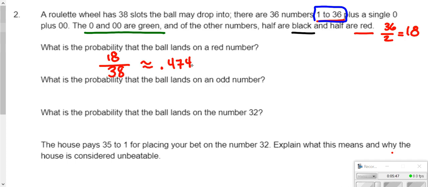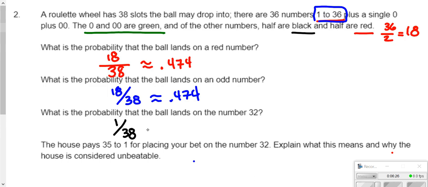Okay, the next question asked, what is the probability of landing on an odd number? Well, 0 and double 0 are not considered to be odd numbers. So again, half of my 1 through 36 are going to be odd numbers. So this is going to be the same answer as the previous question. Numerically, I mean, it's a different question, but it has the same number as its answer. The next question asked, what is the probability that the ball lands on the 32? Okay, well, there's only one slot that's labeled 32 out of all of the different outcomes, which are 38.